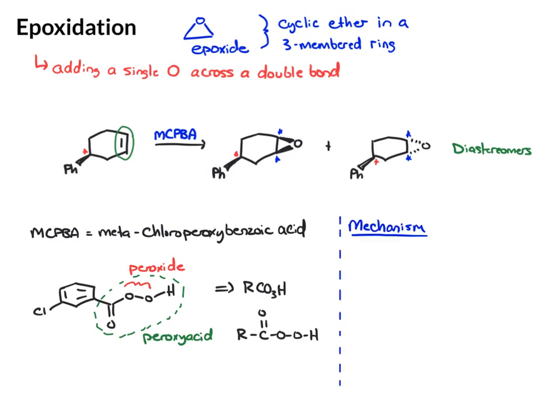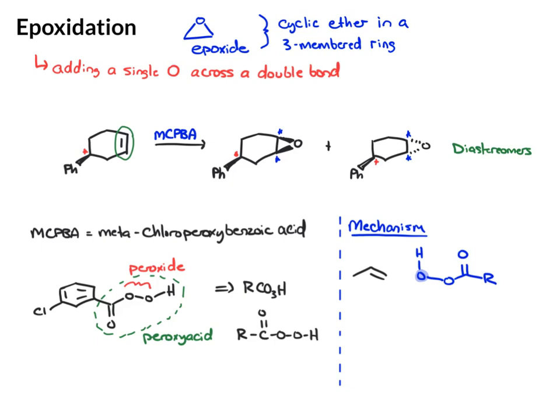So in terms of the mechanism by which this adds, there's a bit going on, but it's a single step. So to keep it kind of simple, I'll just use a very simple alkene. And here is our peroxy acid. We have a hydrogen, an oxygen, and the carbonyl with an R group. And the way that this adds, it's actually this oxygen that gets incorporated into the product.